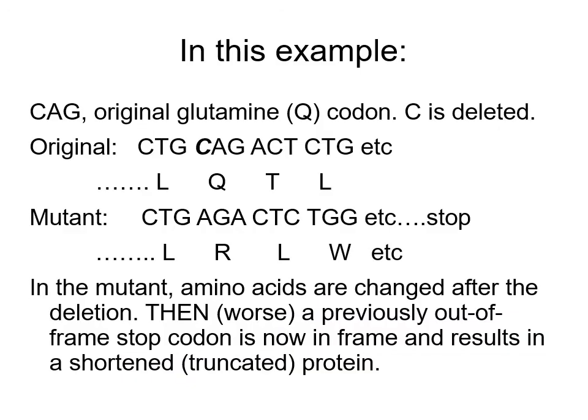So the original was a CAG. Now we have a deletion of one nucleotide, the C. So now we're reading AGA, CTC, TGG, etc. But then we encounter a stop, and again we terminate the synthesis of that protein, and you will not have further production of that protein. So that would be a very severe mutation in that protein.